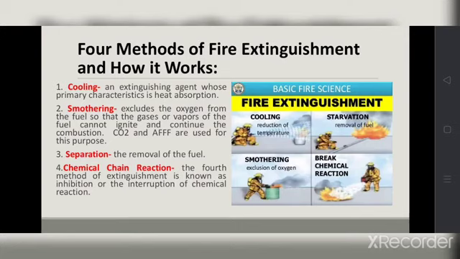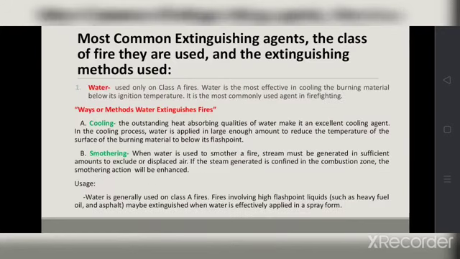Next is the chemical chain reaction. The fourth element of the fire tetrahedron is the chemical chain reaction. So the fourth method of extinguishment is known as inhibition, or the interruption of the chemical reaction. So you inhibit the chemical reaction in the fire.